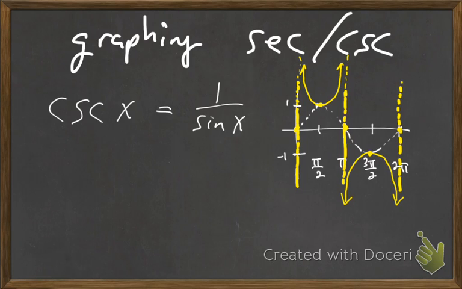Secant is 1 divided by the cosine. So remember that whenever you're doing these problems.